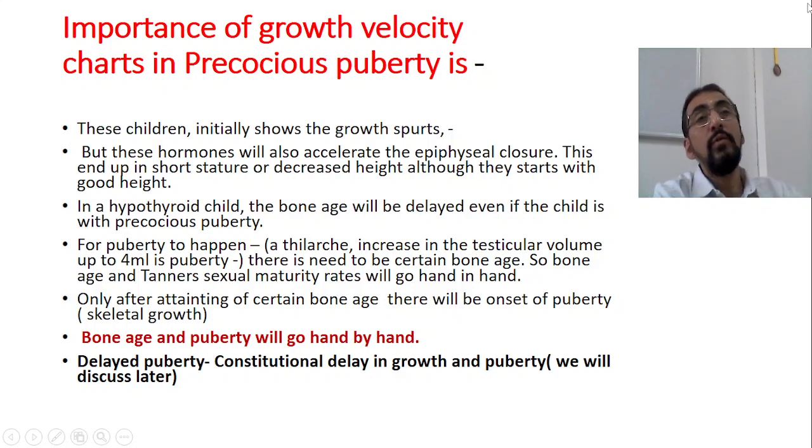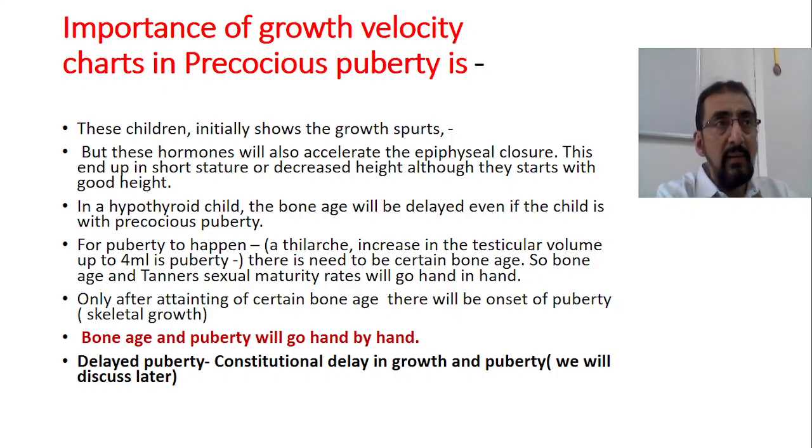Now importance of growth velocity chart in the precocious puberty. Now these children initially show the growth spurt, but these hormones will also accelerate the epiphyseal closure. This is the main problem. ये जो hormones हैं, estrogen etc., they will accelerate the epiphyseal closure. जो आपका क्या बोलते हैं उसको, the ossification centers which are present in the bone, they will be closed earlier. Epiphyseal closure हो जाता है. So एक बार epiphyseal closure जल्दी हो जाता है, so bone का growth नहीं होगा, length नहीं बढ़ेगा.